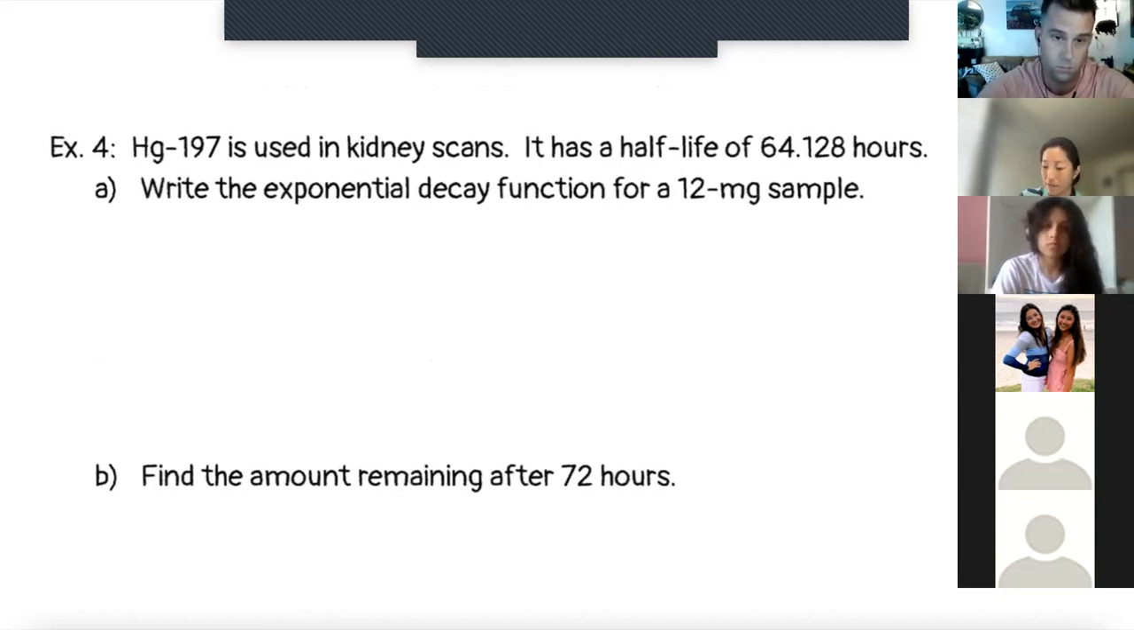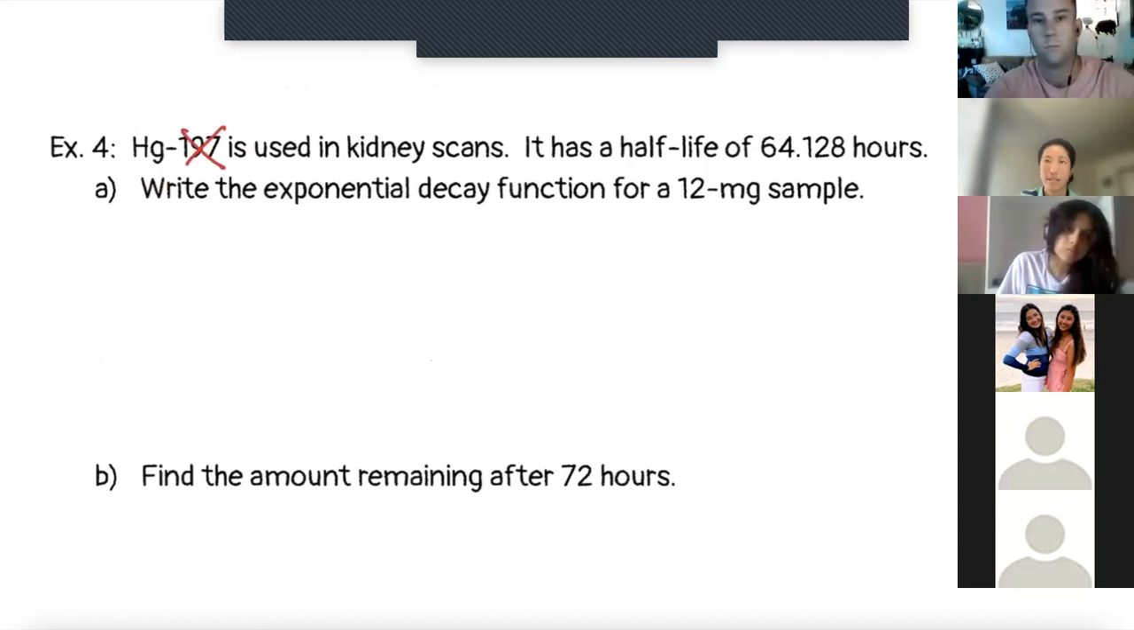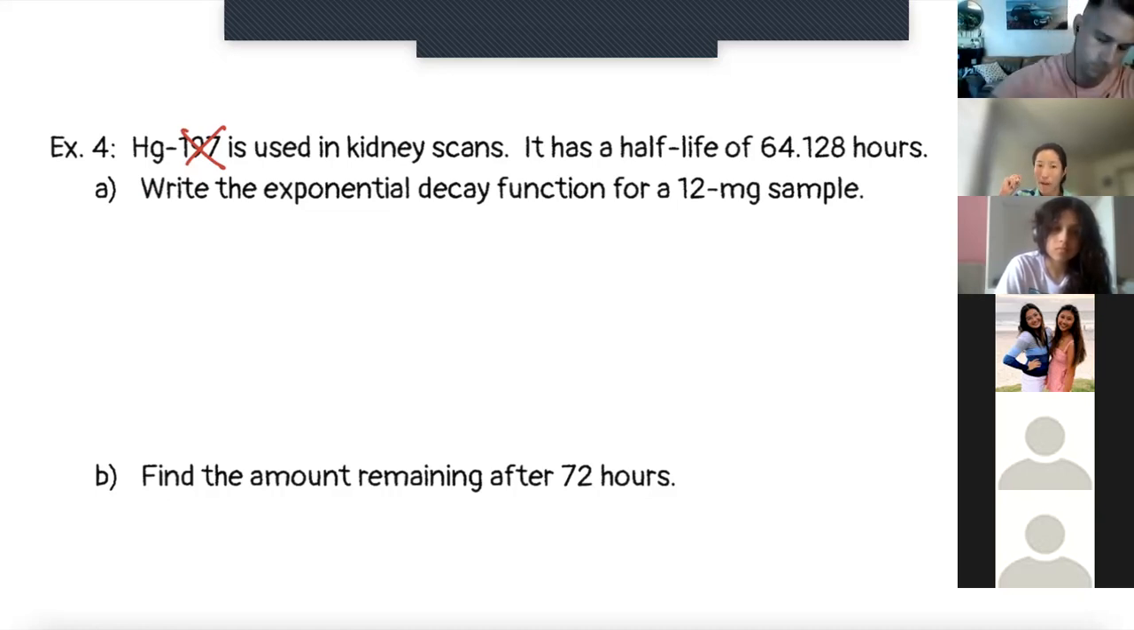So we have mercury 197. So Hg, mercury 197. And I'm actually going to go ahead and cross out that 197. That 197 refers to an isotope of mercury, which is not really of concern to us because we're not really looking at isotopes in our class. But it's sort of included in the name of the thing that we're looking at. And so I just cross out that number because I don't want us to sort of panic plug in numbers into our equations, because that number is actually there as a distractor. We don't need to use that number in our equation.